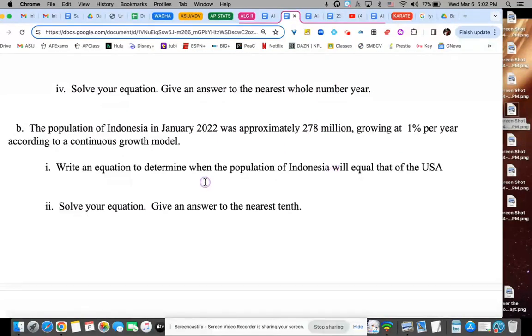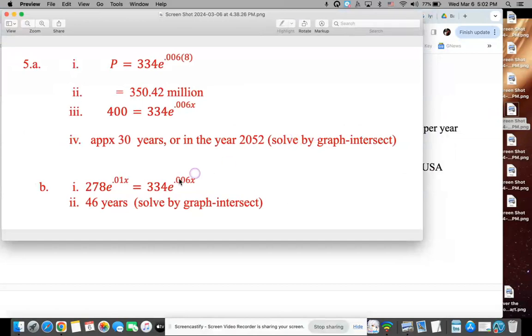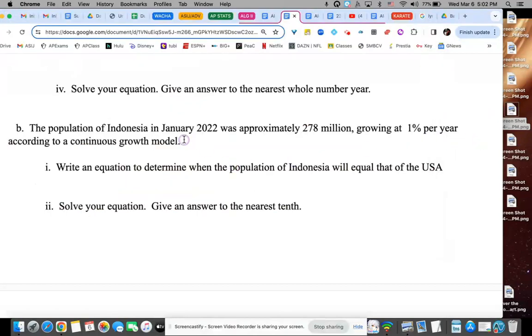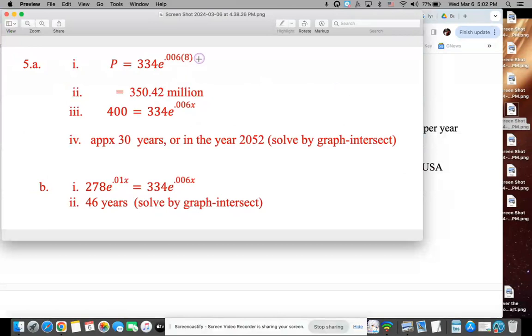Part B, now we're talking about Indonesia. We have 278 million to start with. We're growing 1% with continuous growth, so same idea, where we use the PERT equation with the E in it, because it's continuous growth, right? So when you do that, it says write an equation to determine when the population of Indonesia will equal the USA. Well, we already had the USA equation up here, so we're just using that again. But now we're adding in the Indonesia equation, right? 278 to start, our rate of 0.01.